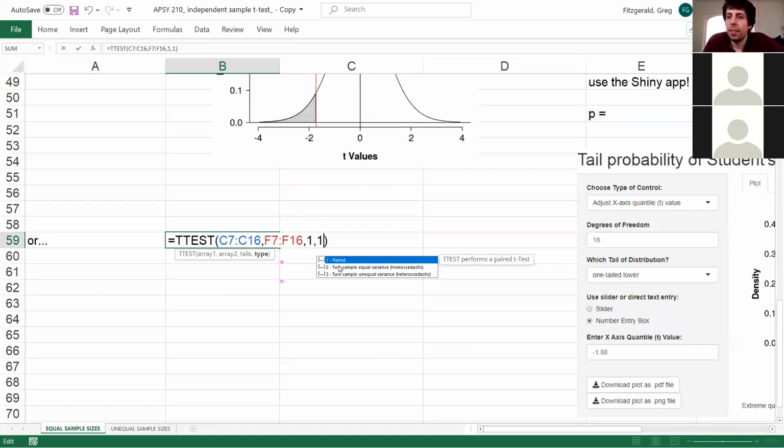And 2 in this type drop-down menu was 2 sample equal variance, and then in parentheses, homoscedastic, which means equal variance. And then 3 is 2 sample unequal variance. Now, if you recall all the way back to early in today's lecture, I mentioned that one of the assumptions of the kind of t-test that we're doing is that both of the populations have equal variance. Remember, that was an assumption. We calculated that pooled variance.